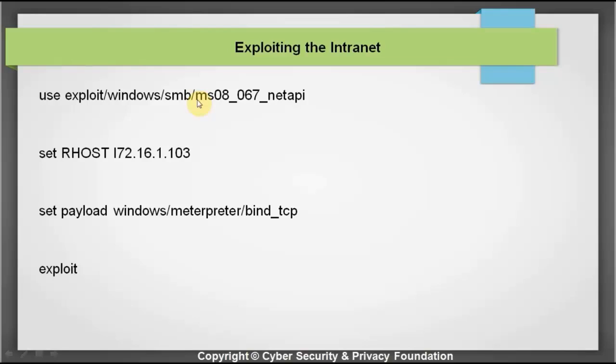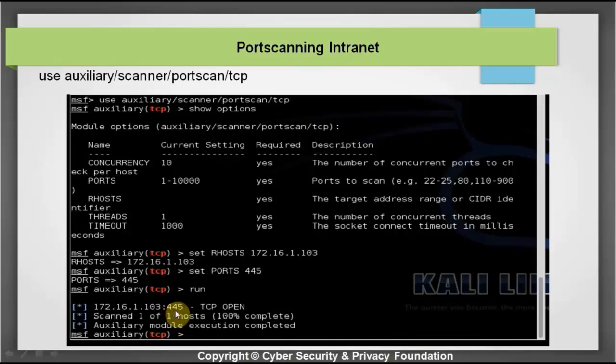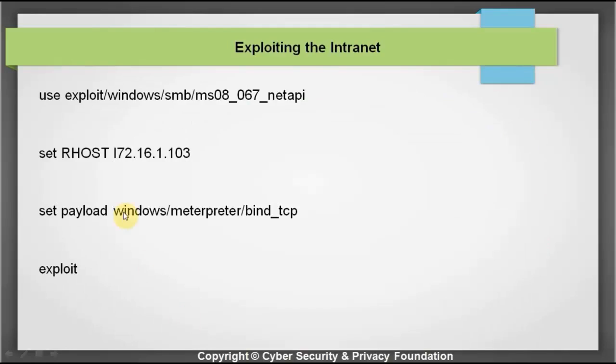We've already seen a lot about this exploit over here, the MS08-067 NetAPI exploit. So we're going to use this exploit. We're going to set the RHOST as the computer that we found has port 445 open. We're going to set the payload as the Meterpreter bind TCP payload, and we're going to give exploit.